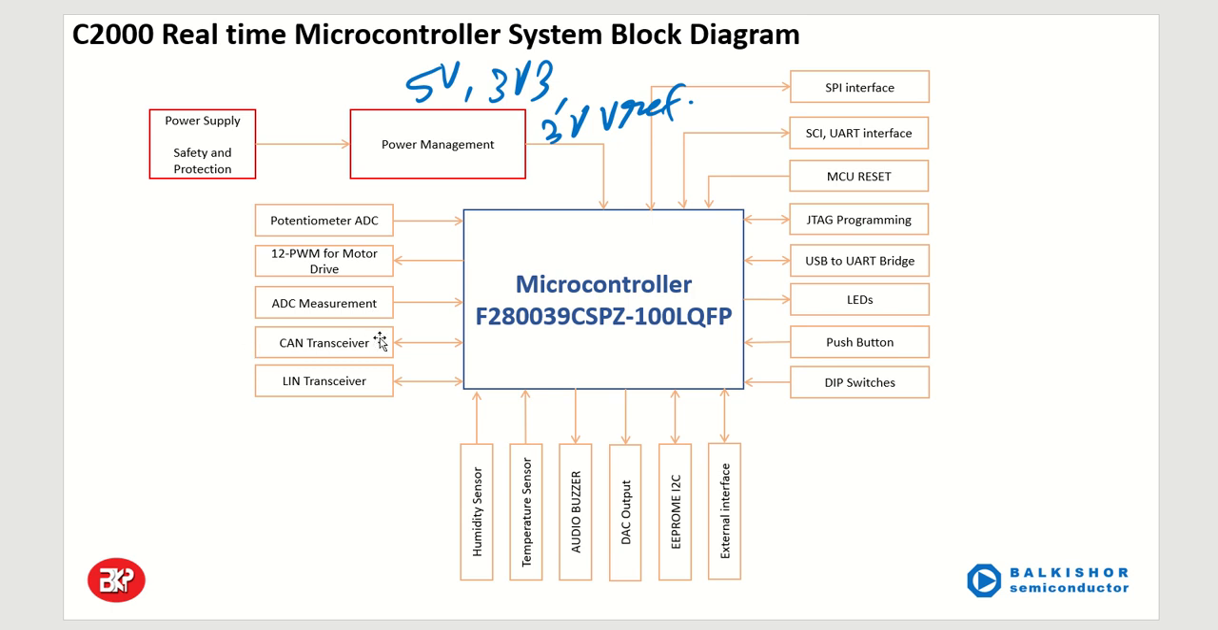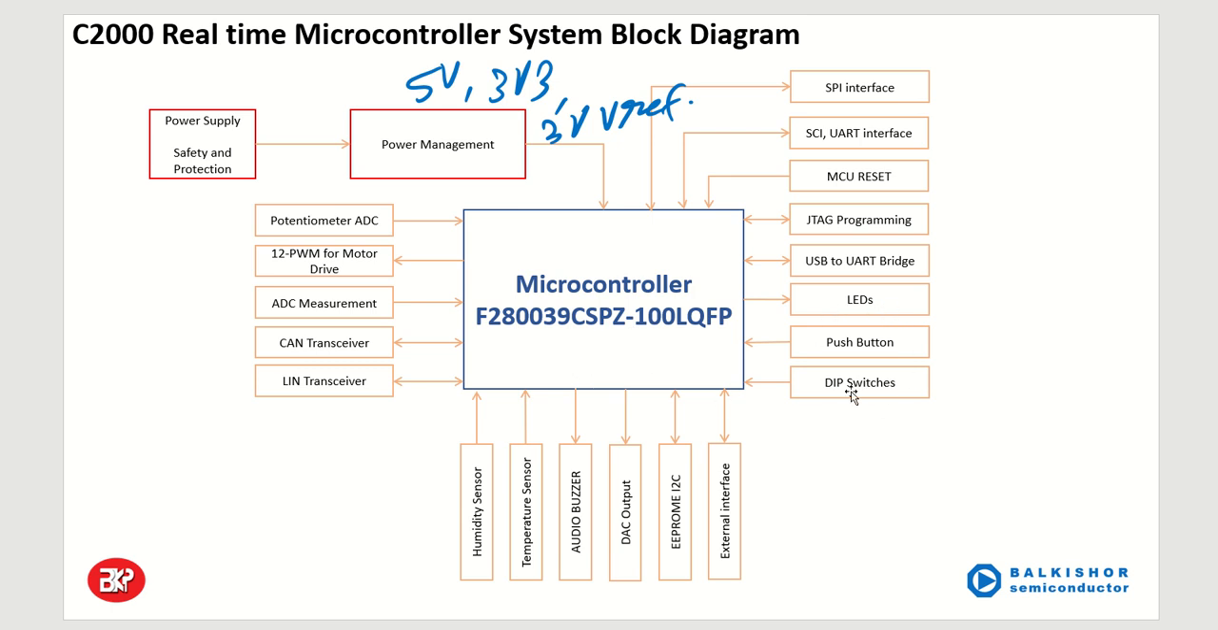We have CAN transceiver communication and LIN transceiver communication. We have sensors like a humidity sensor and temperature sensor on the board, and an audio buzzer for alarm beep purposes. Then we have a DAC output for driving DAC applications. We have EEPROM memory for data storage using the I2C communication interface. We have an external interface for a daughter board card, so that you don't have to redesign the microcontroller board each and every time.